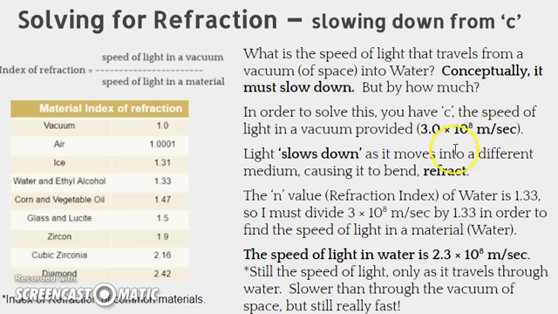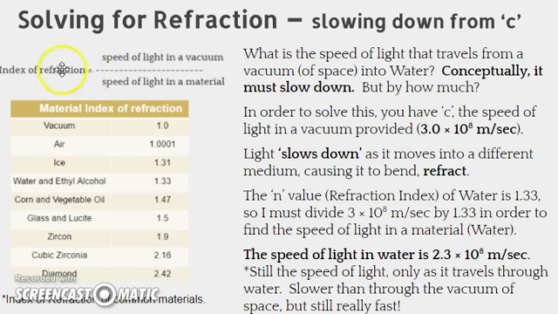Light slows down as it moves into a different media, causing it to bend or refract. The n value, the refraction index of water, is 1.33. So I must divide 3 times 10 to the 8th, which is actually 300 million meters per second, by 1.33 in order to find the speed of light in the material, in this case, water.